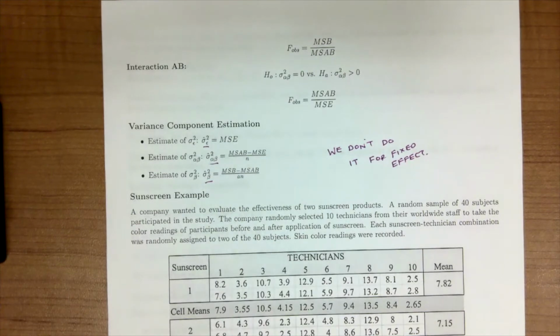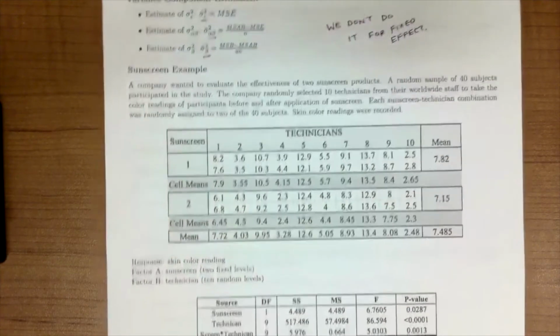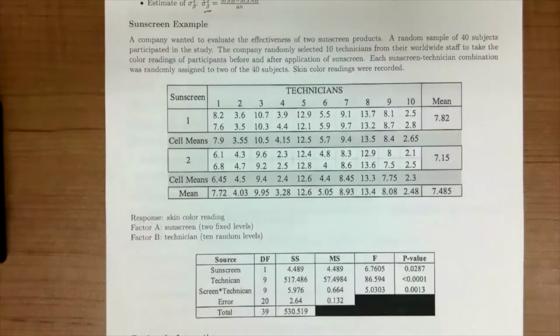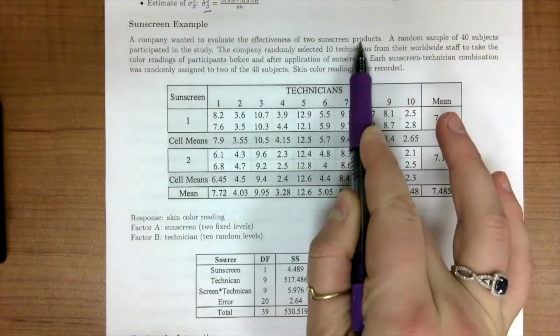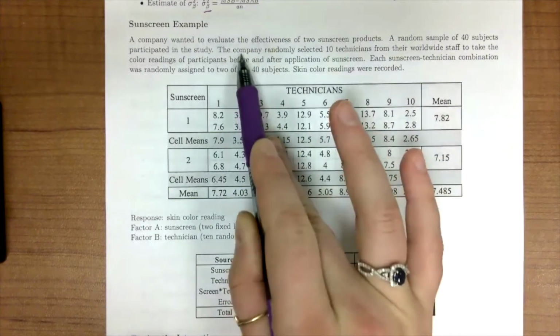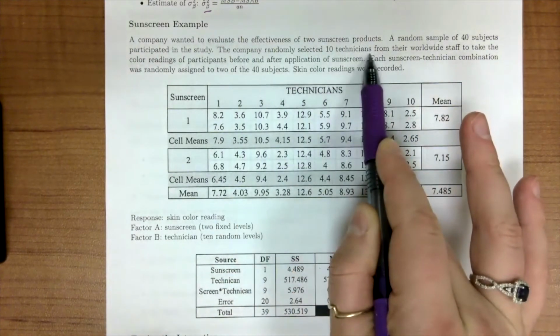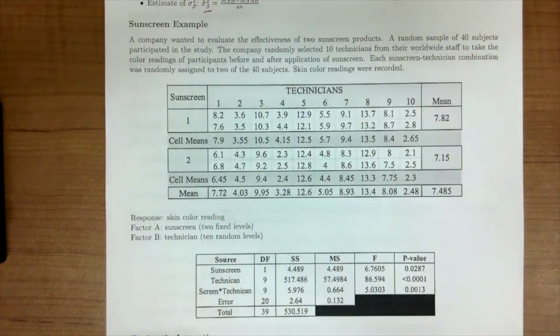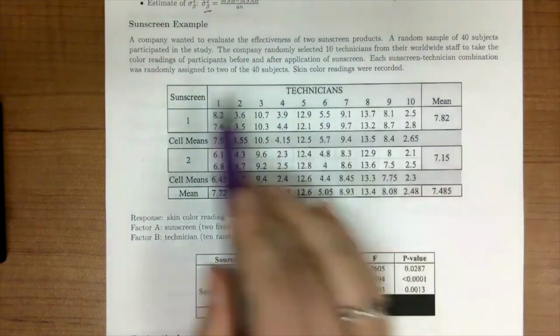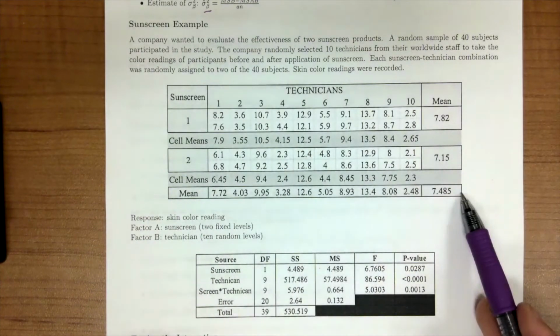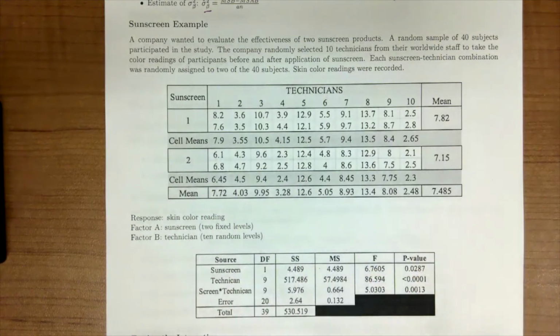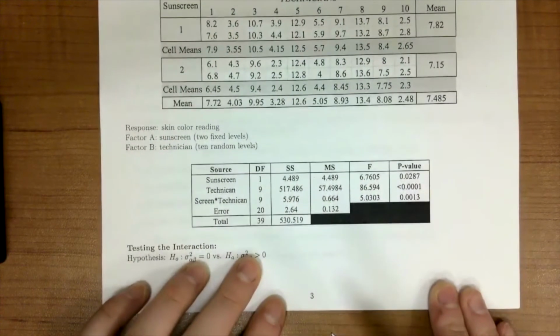Okay, with that in play, let's go back to our sunscreen example, go over this, and then we'll generalize it to maybe a 3-way and talk a little bit more diverse. So again, we're here to evaluate the effectiveness of the 2 sunscreen products, which is our fixed effect. The company is going to randomly select 10 technicians from their worldwide staff. That is our random effect. And then we have just good design protocol. Here's the table for you. Yours is going to be colored. It accidentally printed out in black and white.